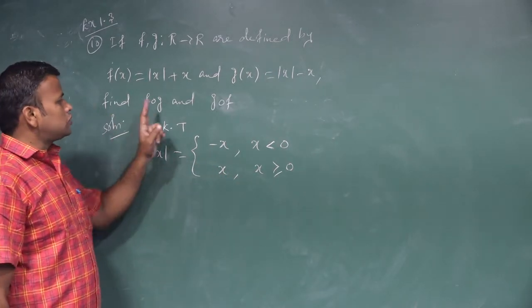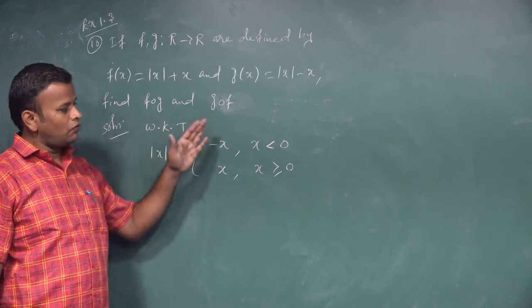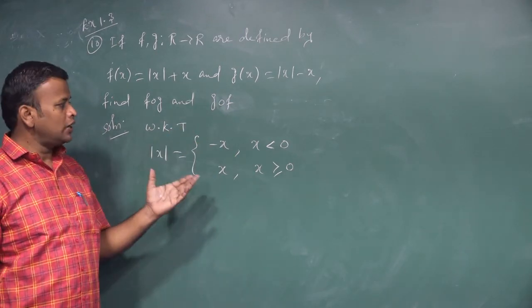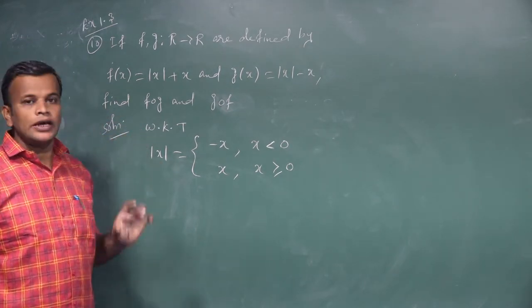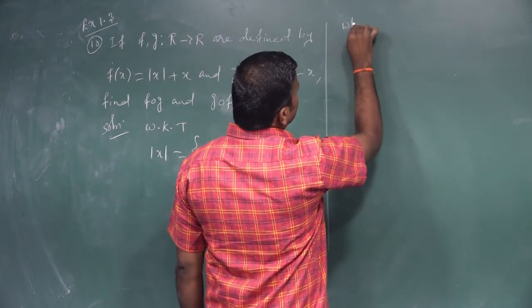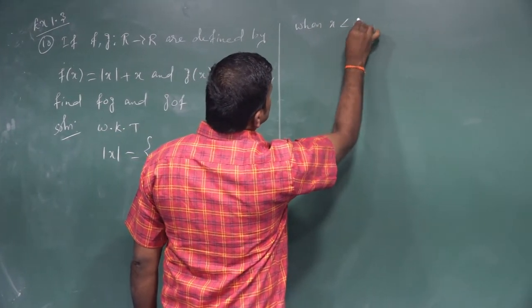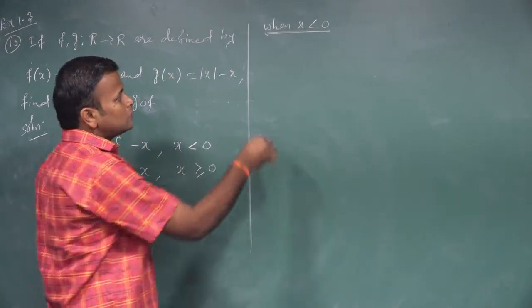Now we find f∘g and g∘f in all the cases: when x is less than 0, and when x is greater than or equal to 0. We need to find all the cases, using the value of |x|. First we find when x is less than 0.